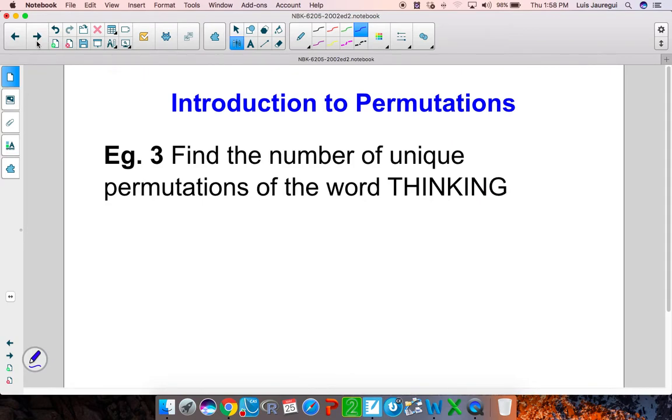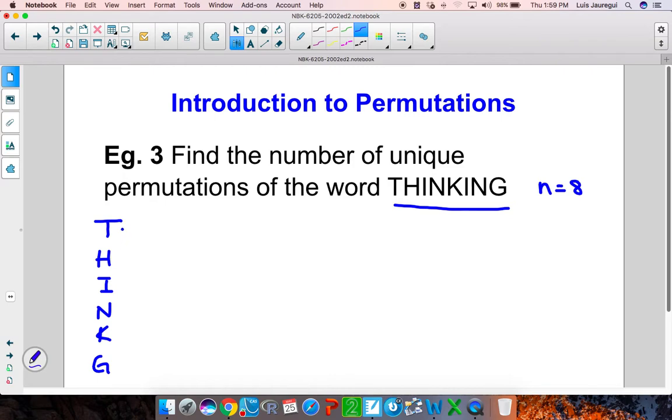Example 3. Find the number of unique permutations of the word thinking. First of all, I'm interested in the number of letters involved in the word. I have 1, 2, 3, 4, 5, 6, 7, 8. So n is equal to 8. In addition, I'm going to list the different letters. So I have T, H, I, N, K, I also have N, but I already included it here, and then I have G.